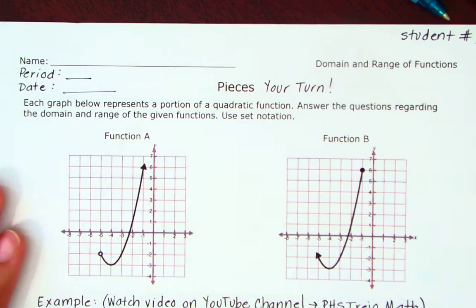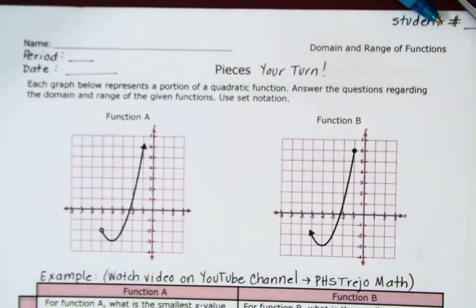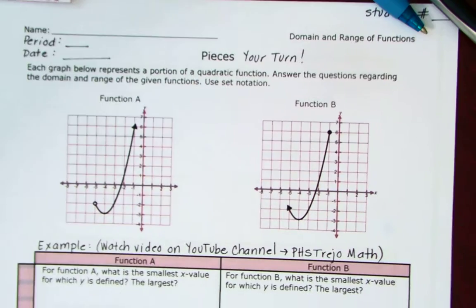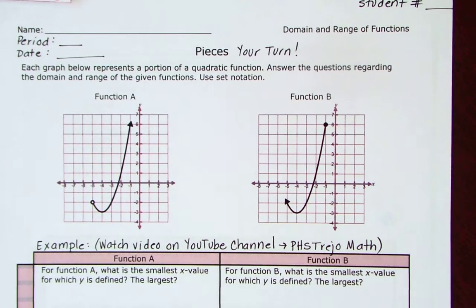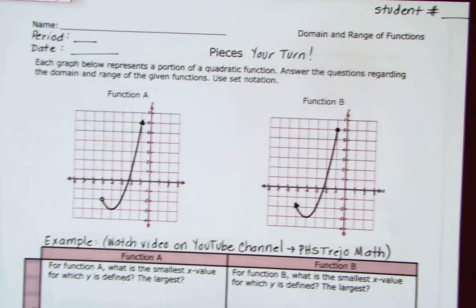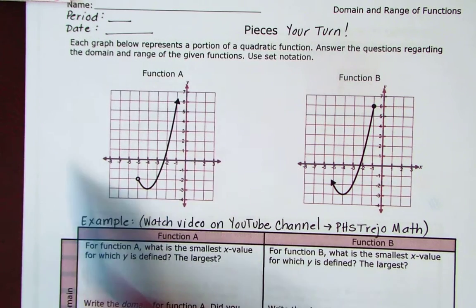If you go to your pieces, your turn. Make sure you put your student number, your name, period, and date on your paper, please. That will be very helpful. Each graph below represents a portion of the quadratic function. Answer the questions regarding the domain and range of the given functions. Use set notation.